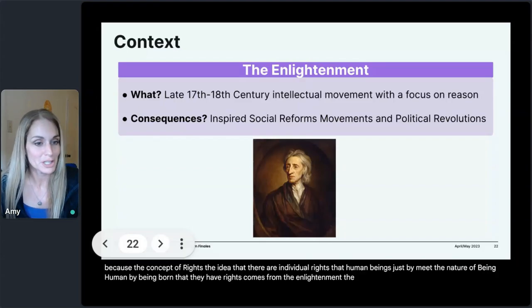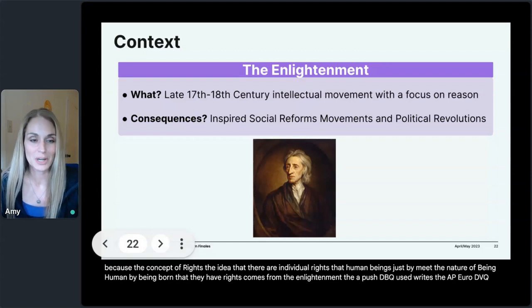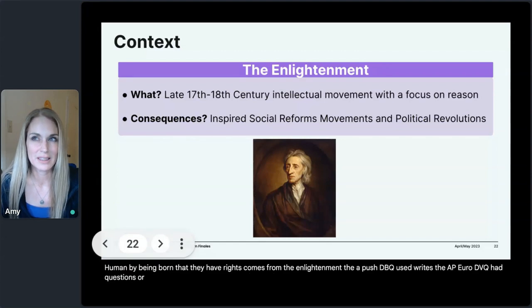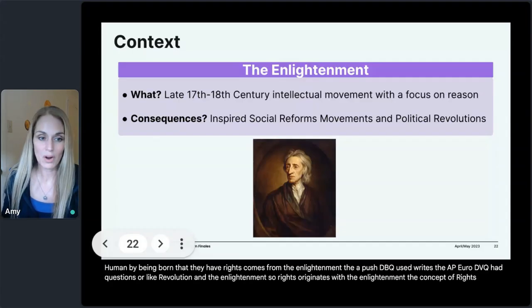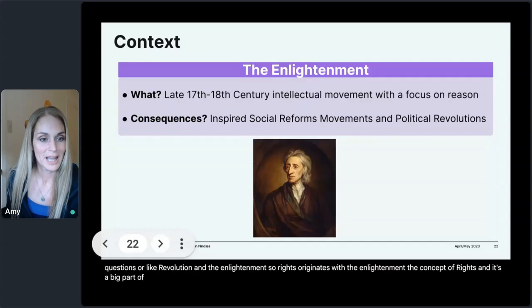The APUSH DBQ used rights. The AP Euro DBQ had questions, I think one of them was on the Haitian Revolution and the Enlightenment. So rights originates with the Enlightenment, the concept of rights, and it's a big part of world history. After the Enlightenment, this concept is applied to more and more groups.